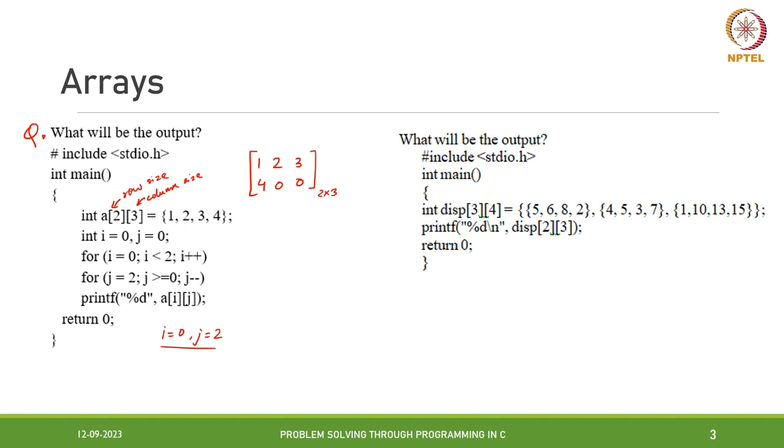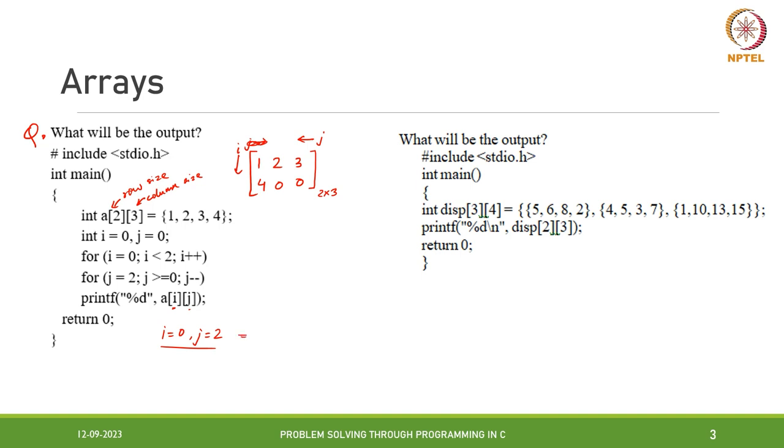Now you go i equals 0. When you're printing, you can see i is the row index and j is the column index. So i will basically go like this and j will basically go like this. j goes from 2 down till 0, right? So it goes from the third column up till the first column, while i goes from the 0th row to the first row. So let's see what will happen: i equals 0, j equals 2. So what will be printed?